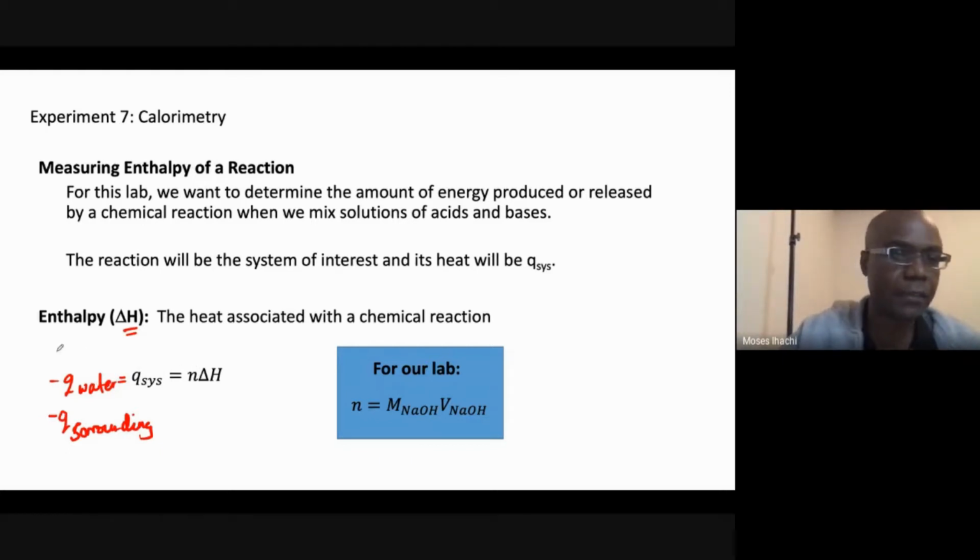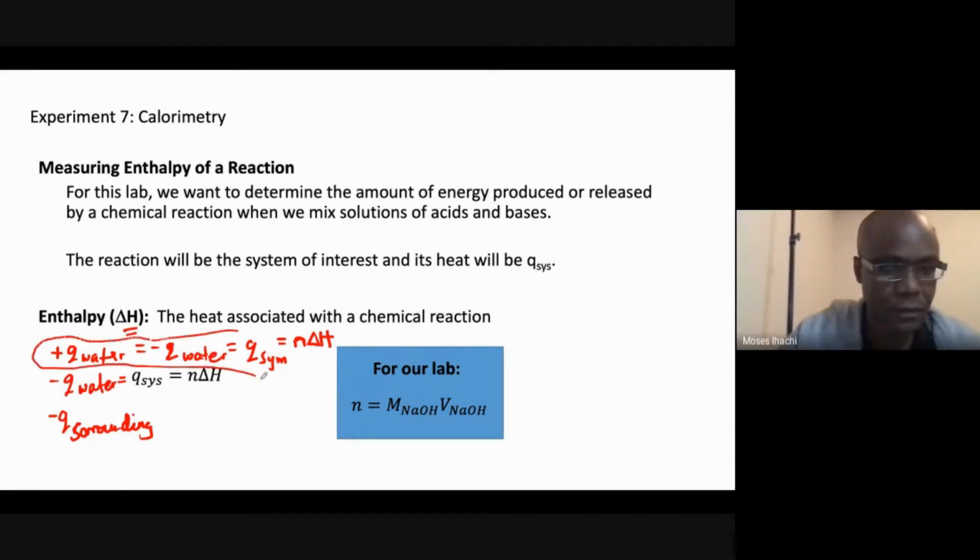So if the surrounding has a positive Q, which is what we'll have, then our system will be negative, the same value. And that's going to be equal to the number of moles of the limiting reactant times the delta H. So the relationship that's very important is here: the amount of heat energy of the system is going to be negative that of the water.